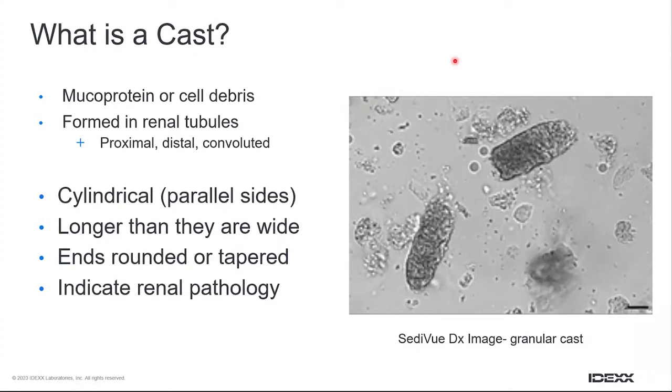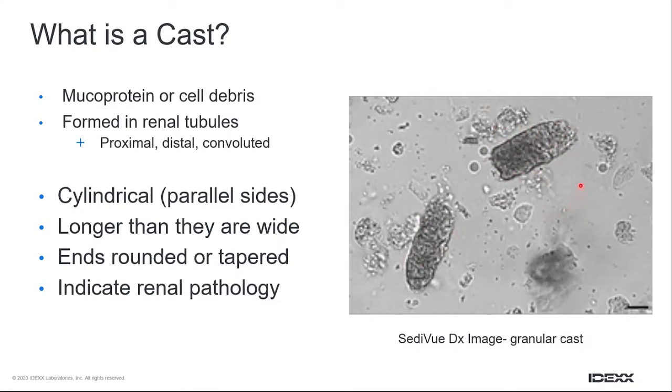So what is a cast? Well, it's effectively mucoprotein or cell debris. They're formed in the renal tubules, so that can be the proximal, the distal, or the convoluted tubules, and we recognize them by their form. So they tend to be somewhat cylindrical with parallel sides, as you can see here, and they tend to be longer than they are wide, so a little bit like cigars in some instances, and the ends are either rounded or tapered.